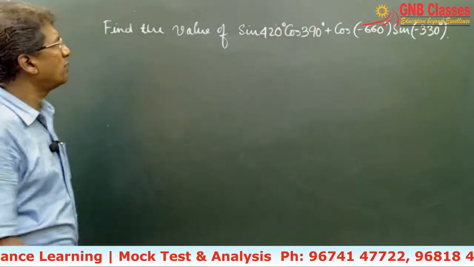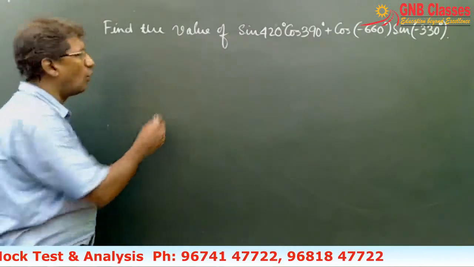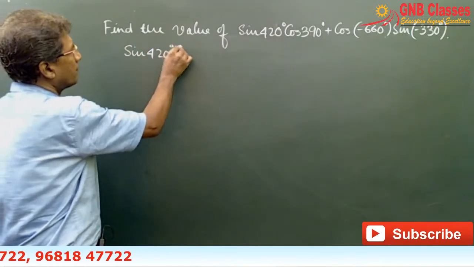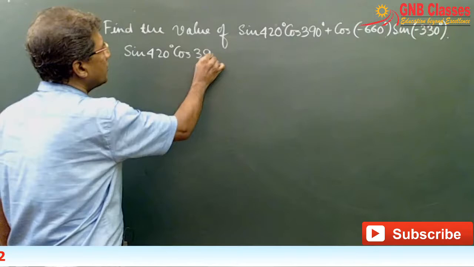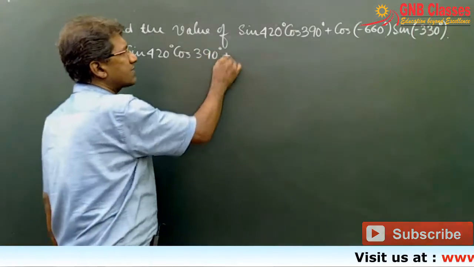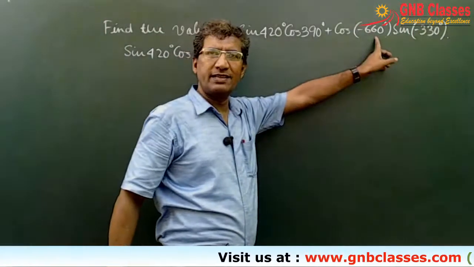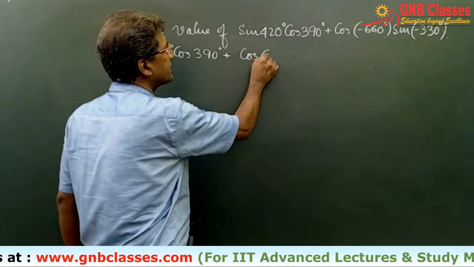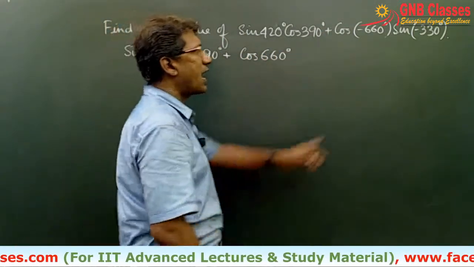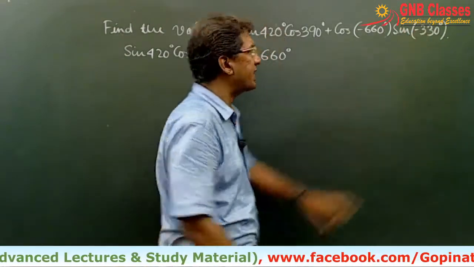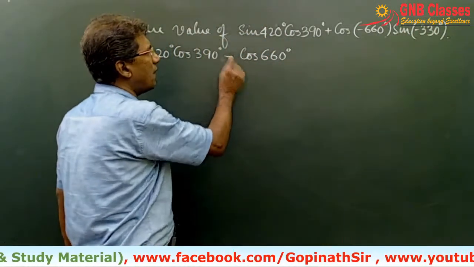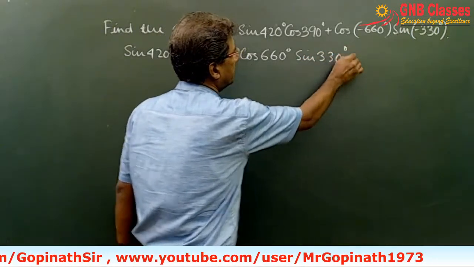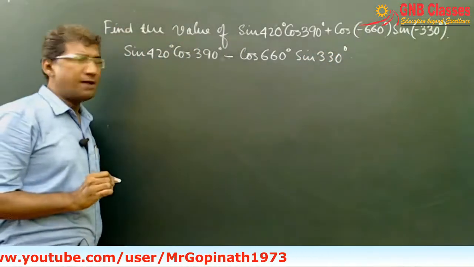Now see this problem, they have asked you to find out the value of sine 420 cos 390 plus cos of minus theta is always cos theta. So it will be cos 660 degrees. Sine of minus theta is minus sine theta. So minus will come out and it is sine 330 degrees. Is it clear?